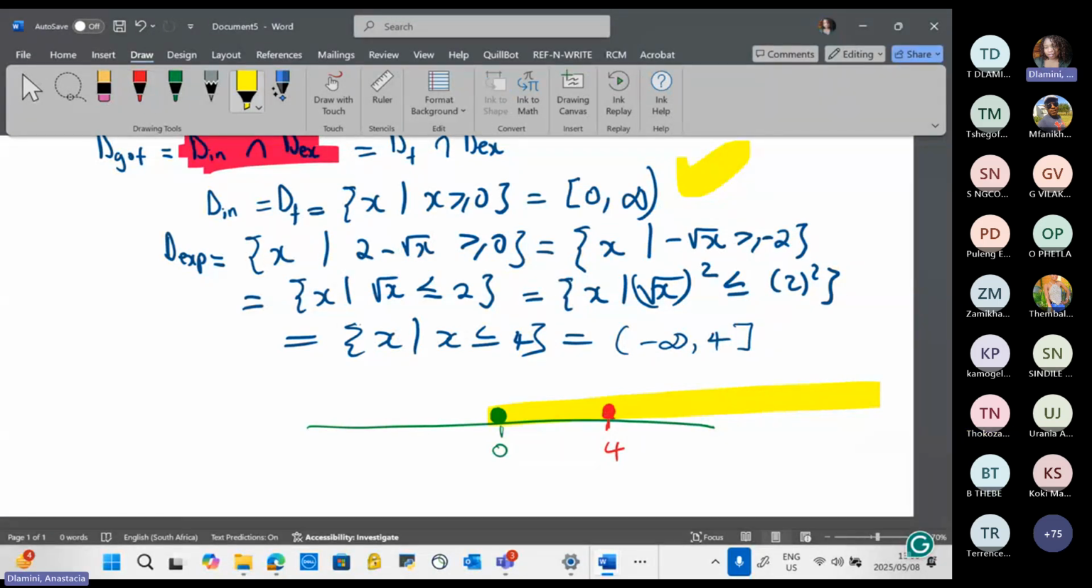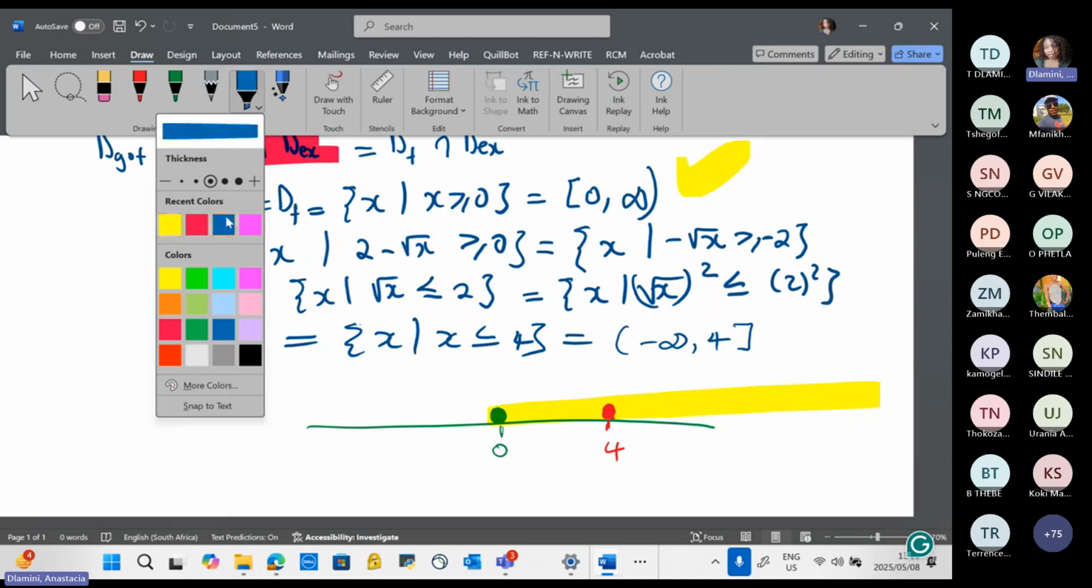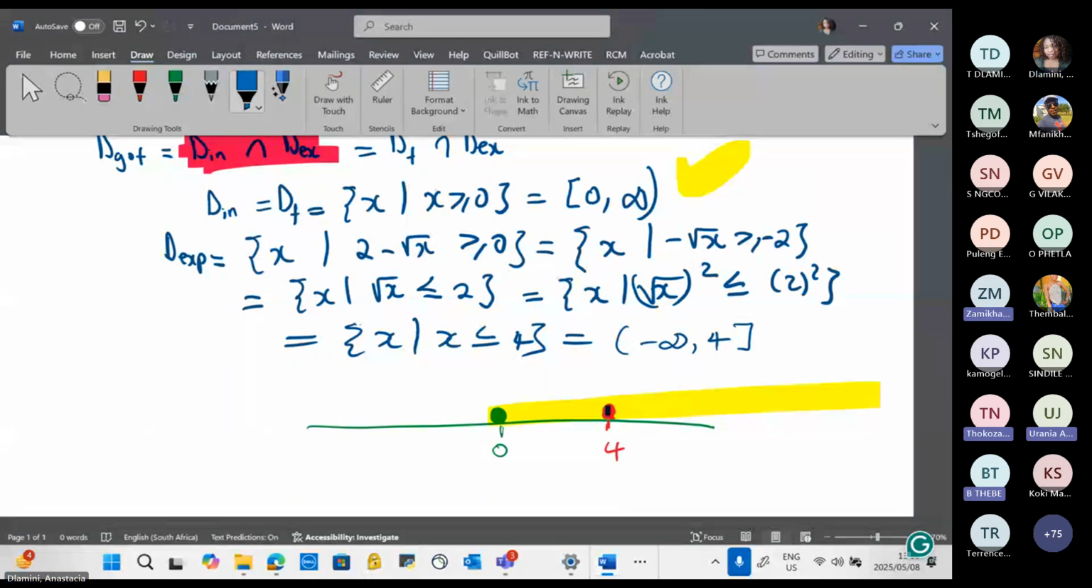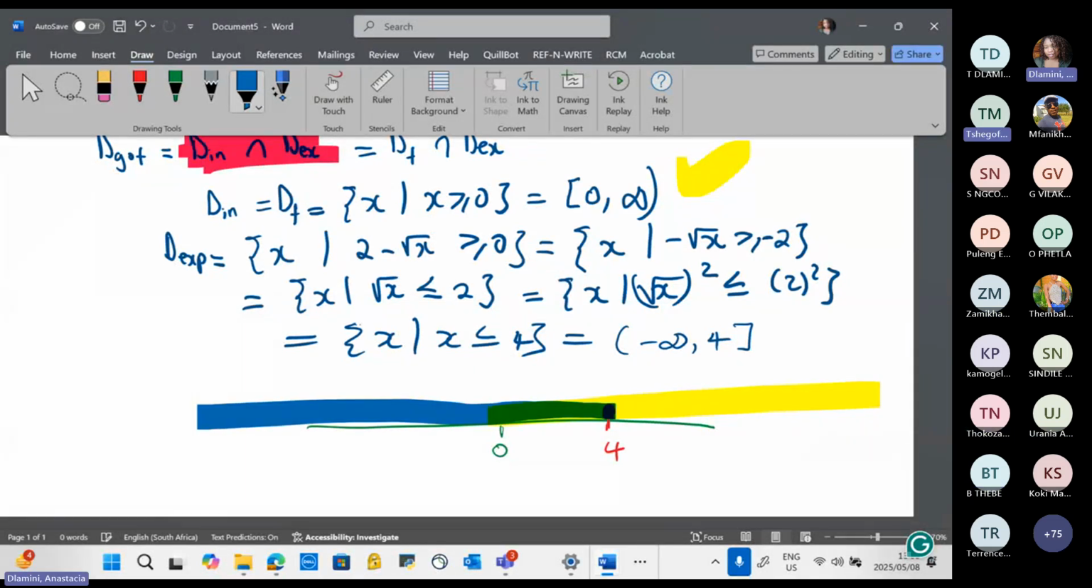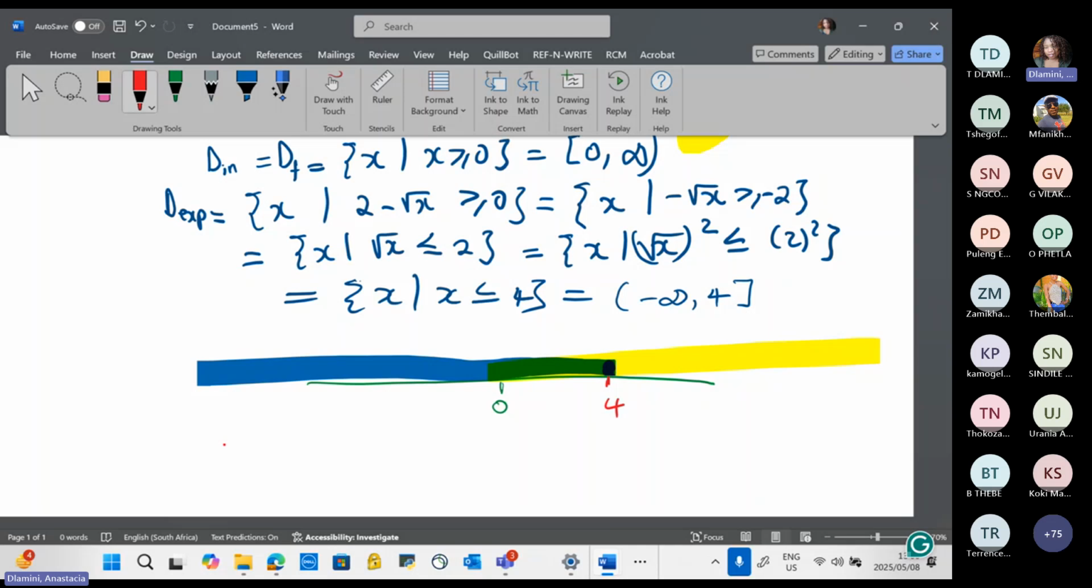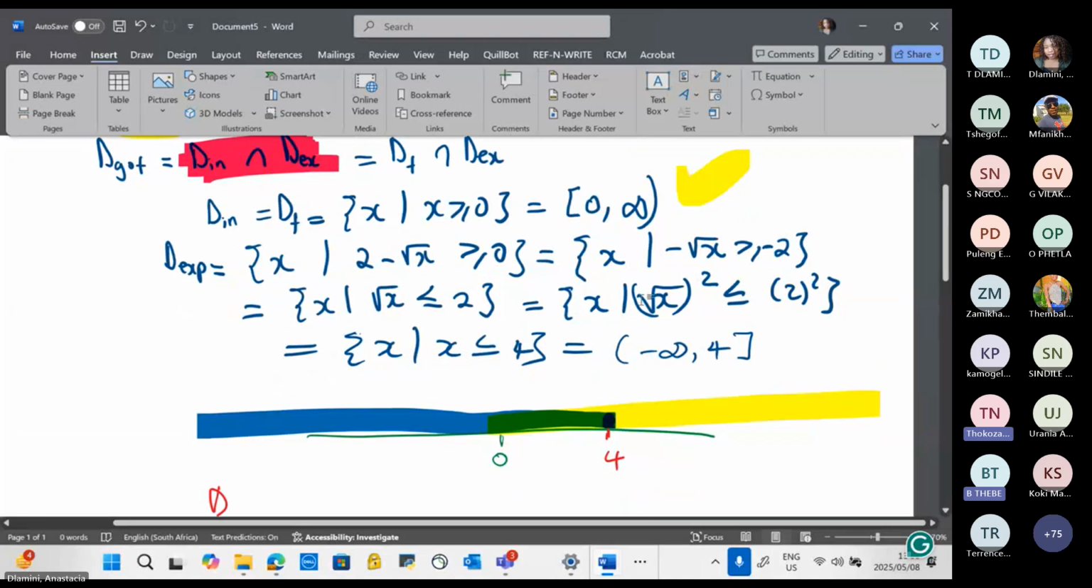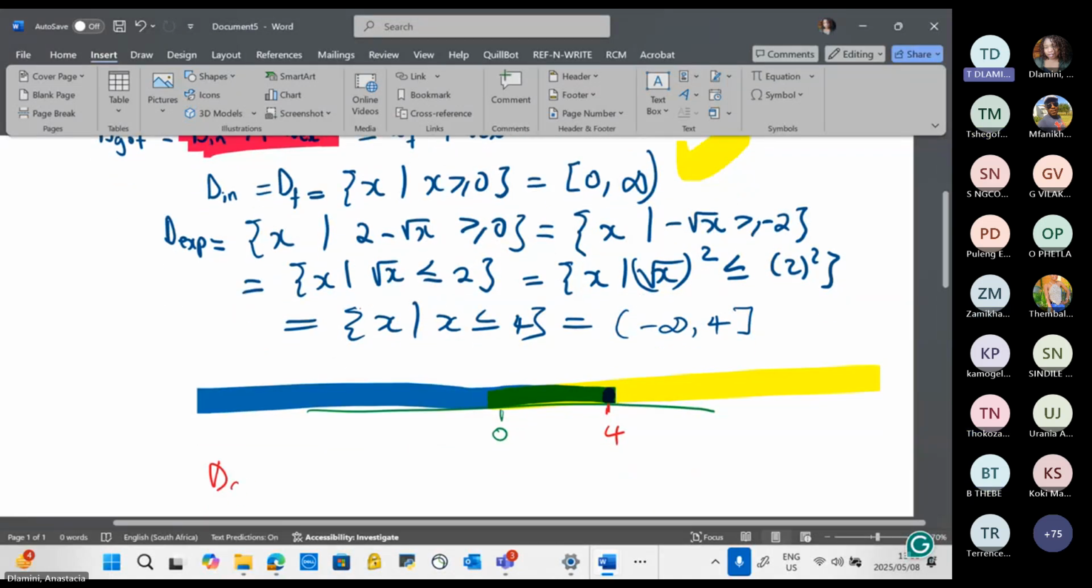Let's use a different color, in this case blue. So it says from 4 to negative infinity. Okay. So then what's the domain of the intersection? Negative infinity to 4. No, 0 to 4. Well done. Included or not included? Included, both of them. Both included.